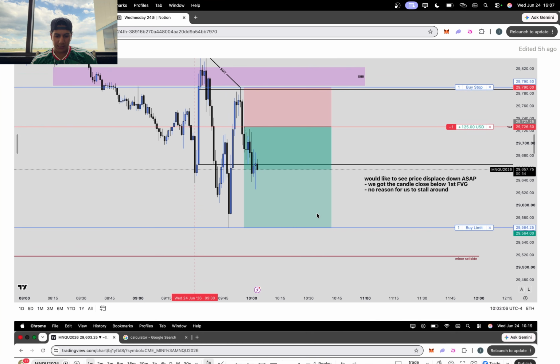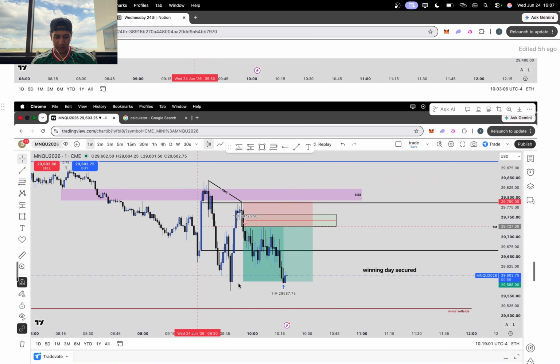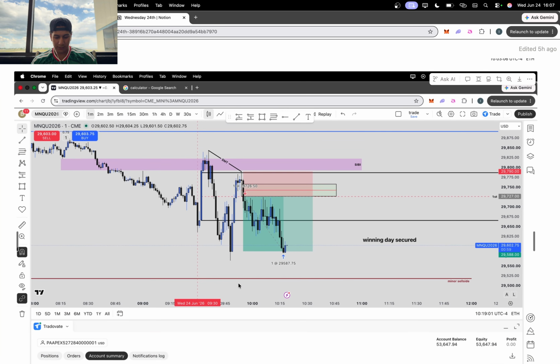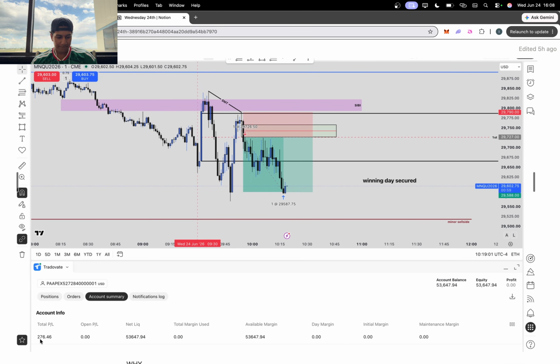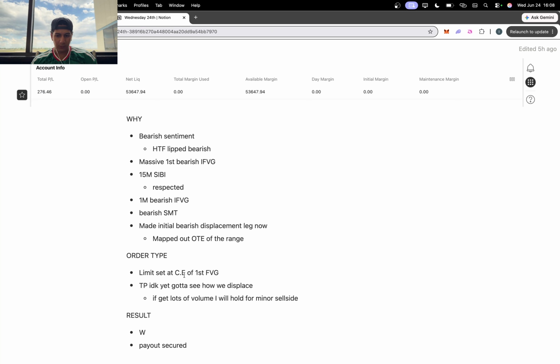And as you guys can see, I didn't wait for my full TP to hit because I only needed $250 to secure another winning day, which makes me eligible for another payout.